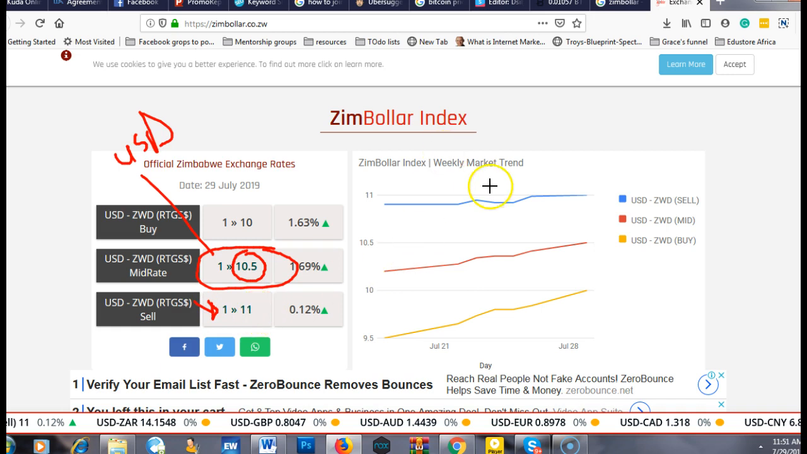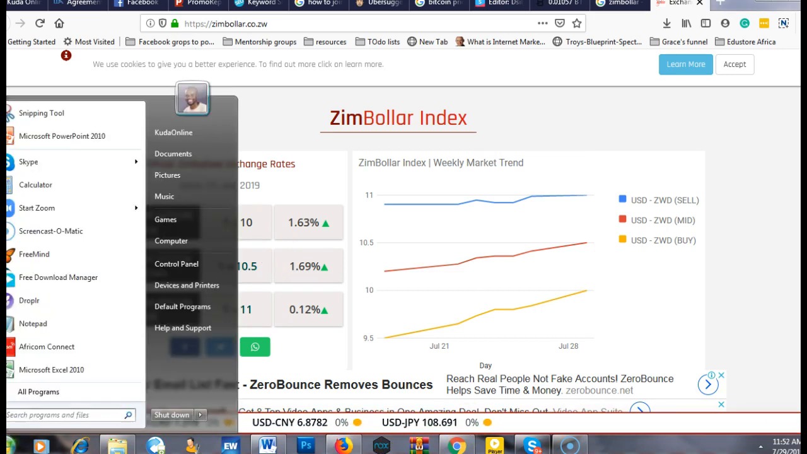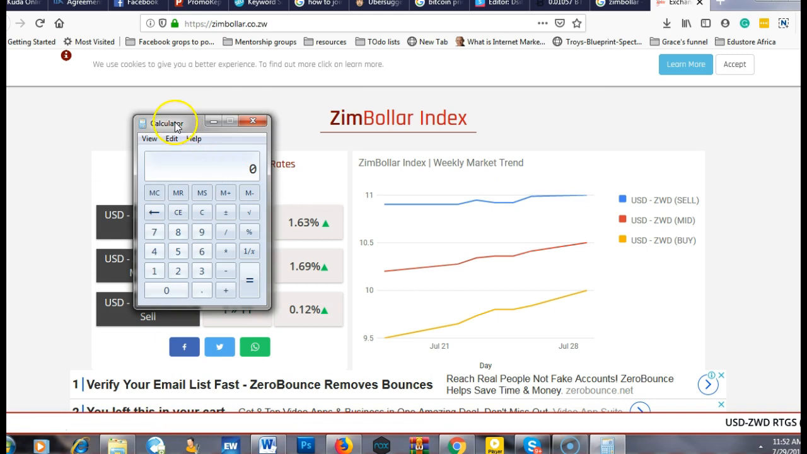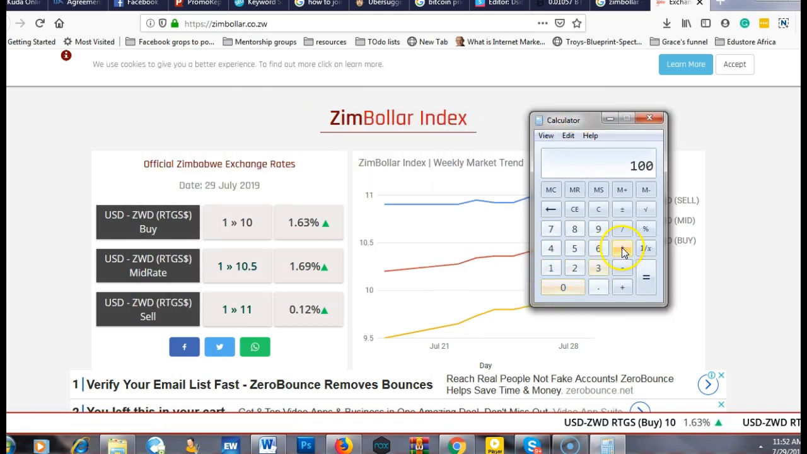How you need to calculate this is, you need $100 worth of Bitcoin, and if someone is going to send you Bitcoins and you want to pay them on EcoCash, you need to calculate how much this money converts to in RTGS. According to this rate, let me get my calculator right here. That's $100 multiplied by 10.5. So that simply means if you need $100, you're most likely going to pay 1,050 RTGS to someone who's going to give you Bitcoins.